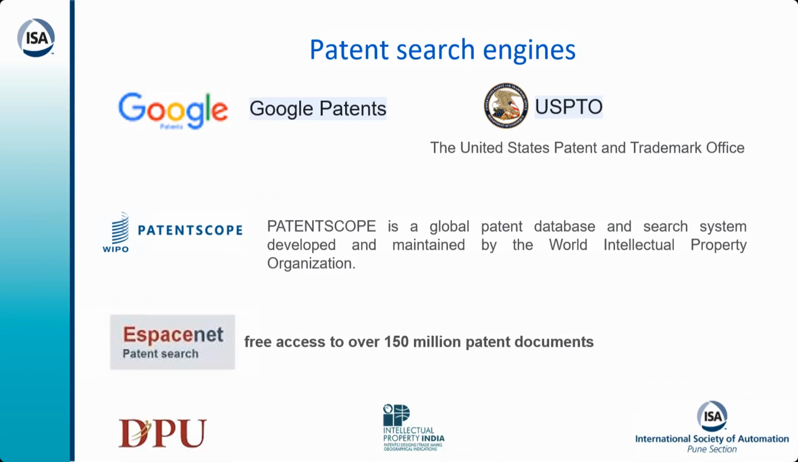Many people don't know where to search. They only know Google Patents, but Espacenet also offers free access. More than 150 million patent documents are available there, and we can get into the patent area.